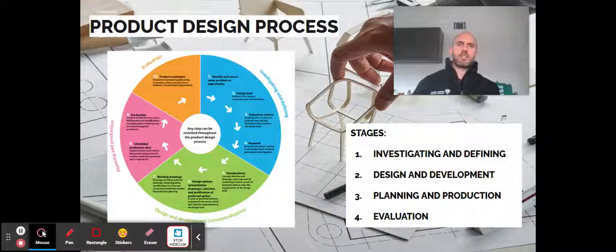Now, the key concepts in this subject, I'll go over two main ones, what's called the product design process. In Year 11, for each unit, you'll go through these 10 steps of the process twice, once for Unit 1, once for Unit 2. In Year 12, you'll spend the year going through these steps just once. Now, you'll see some colours there. They're different stages of the process. One is investigating and defining. Two is design and development. Three is planning and production, and four is evaluation.